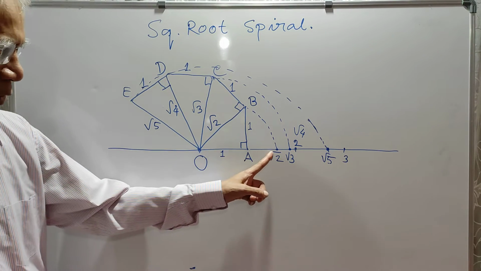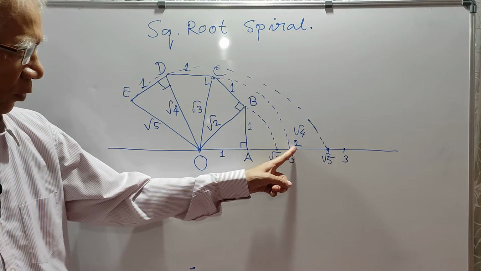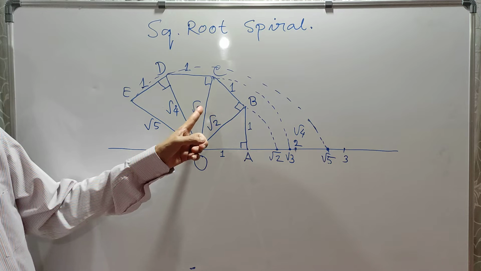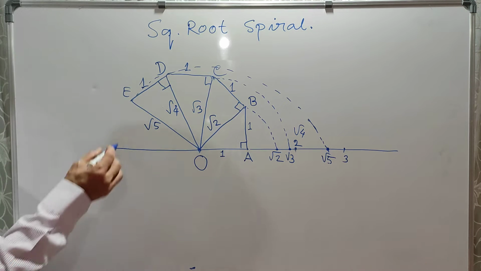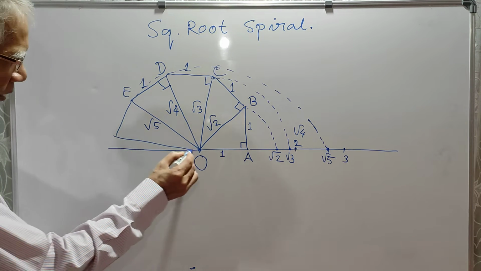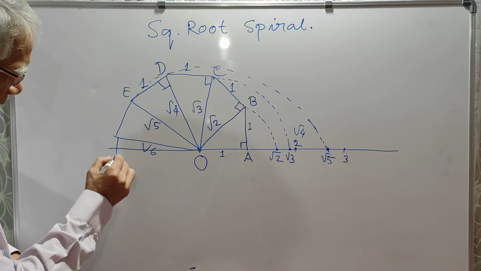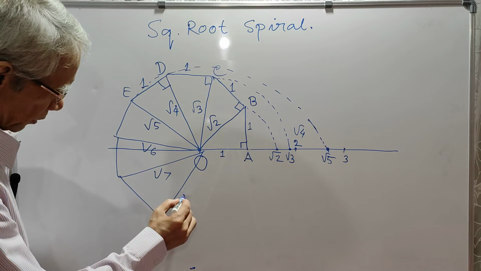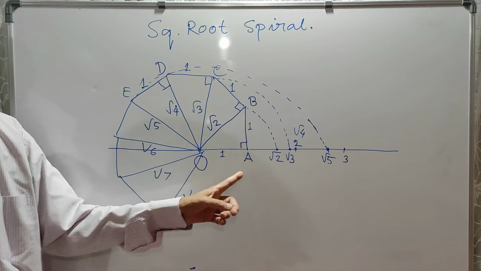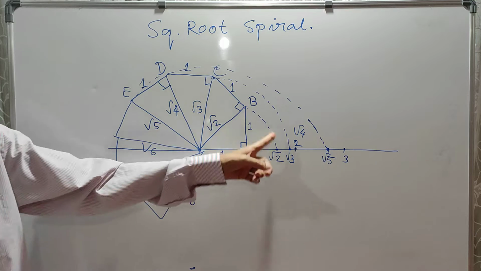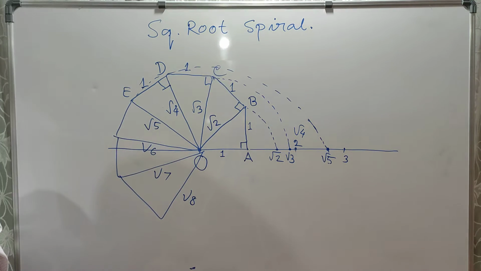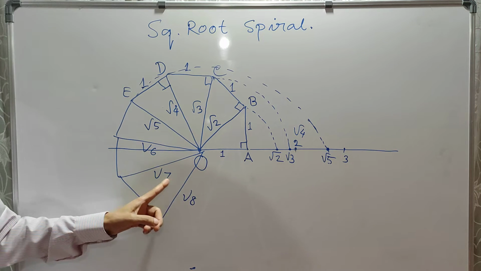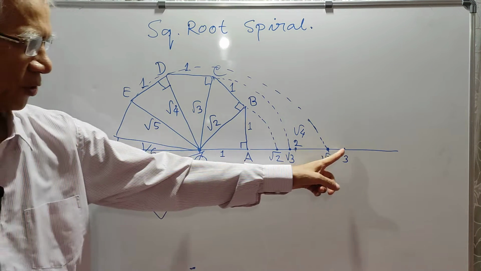So we have located root 2, root 3, this is root 4, root 5. Then this way it will go on, root 6, then root 7, root 8. So this way it will go on, and this is the spiral. This is called the square root spiral. So using the square root spiral, you can locate root 6, root 7, root 8, then root 9 is 3. So 3 will be here.